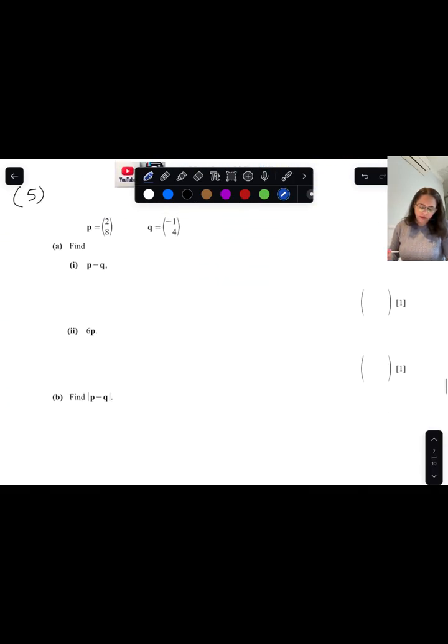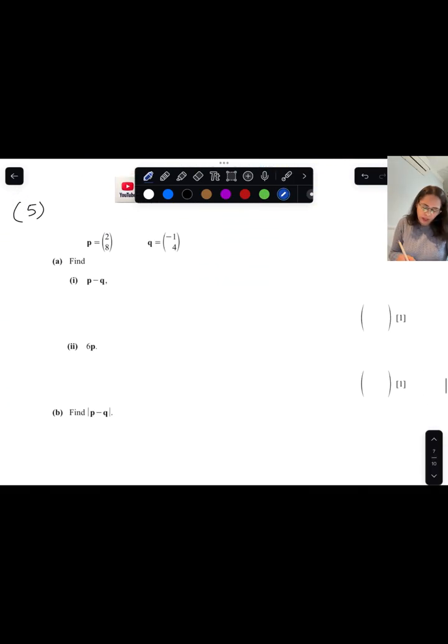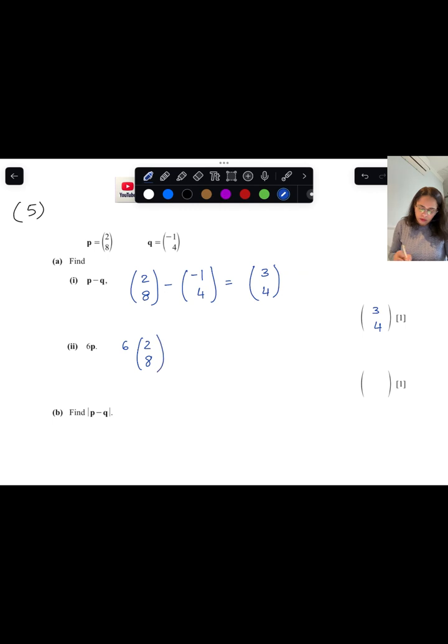Okay, question 5. P minus Q. So (2, 8) minus (-1, 4). Subtract the corresponding x's. So 2 minus -1, that's 3. 8 minus 4, that is 4. So we're going to have (3, 4). 6p, that means 6 times the vector p. So multiply both x and y. That gives me (12, 48).